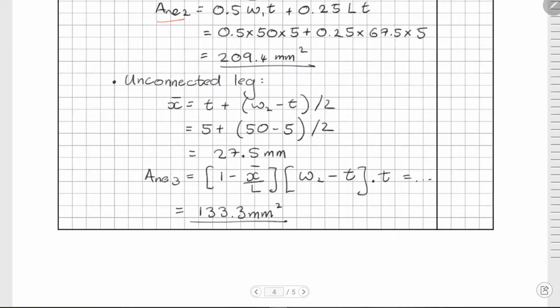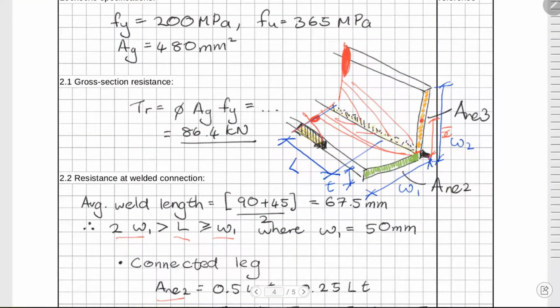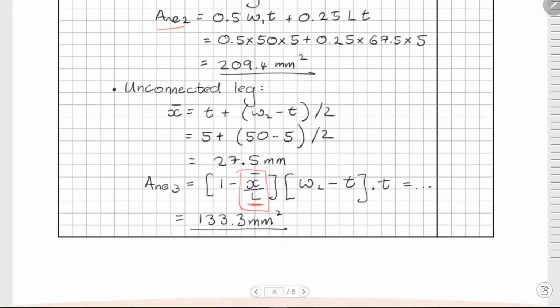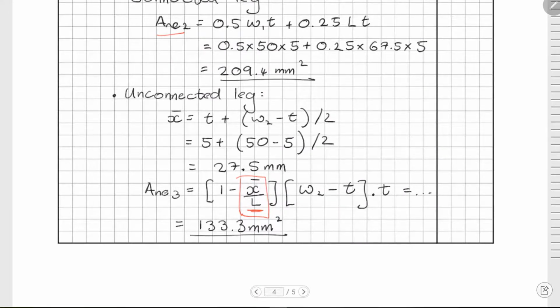And then we use that to get an adjusted area. One thing you can see is that as L gets longer and longer, this term disappears, and the ANE3 will be fully effective. The unconnected leg will be fully effective. As X bar gets longer and longer, that means it's a very tall angle, so it's more likely to experience shear lag. So as X bar increases, as it's a tall thin member with a short weld, the shear lag increases more and more. Now once we've got these, we combine it with the rest of the calculations.